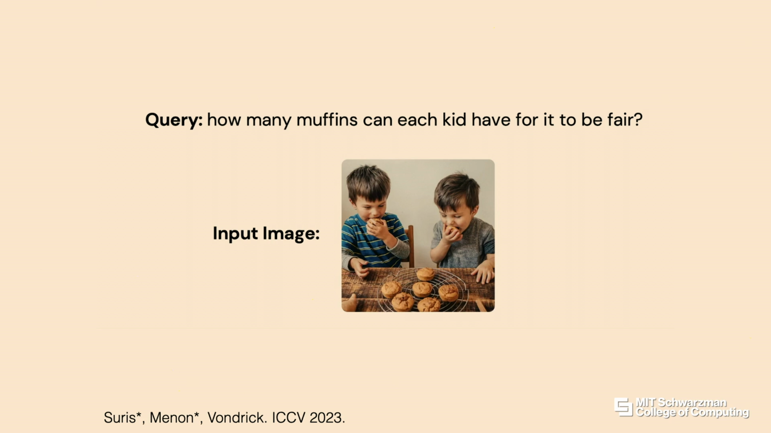And the idea is the following one. So you have this image, you want to answer your query: how many muffins can each kid have for it to be fair? This is a sophisticated question that requires not just counting how many kids there are, but actually also accessing some common sense knowledge about what you mean by being fair, and so on. It will require reasoning a lot about the question in order to find the answer.